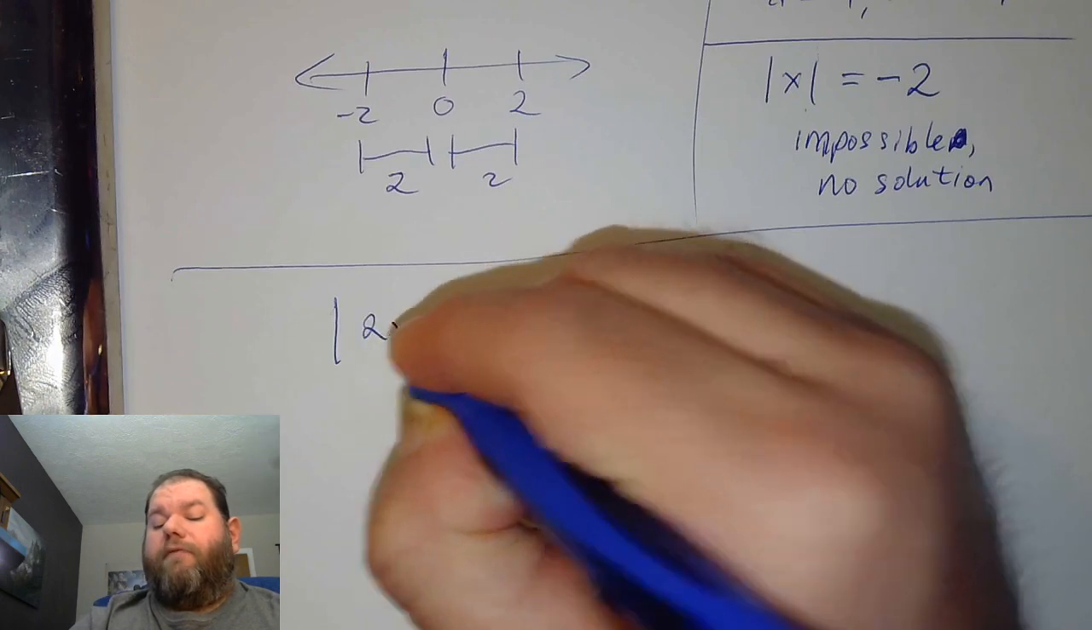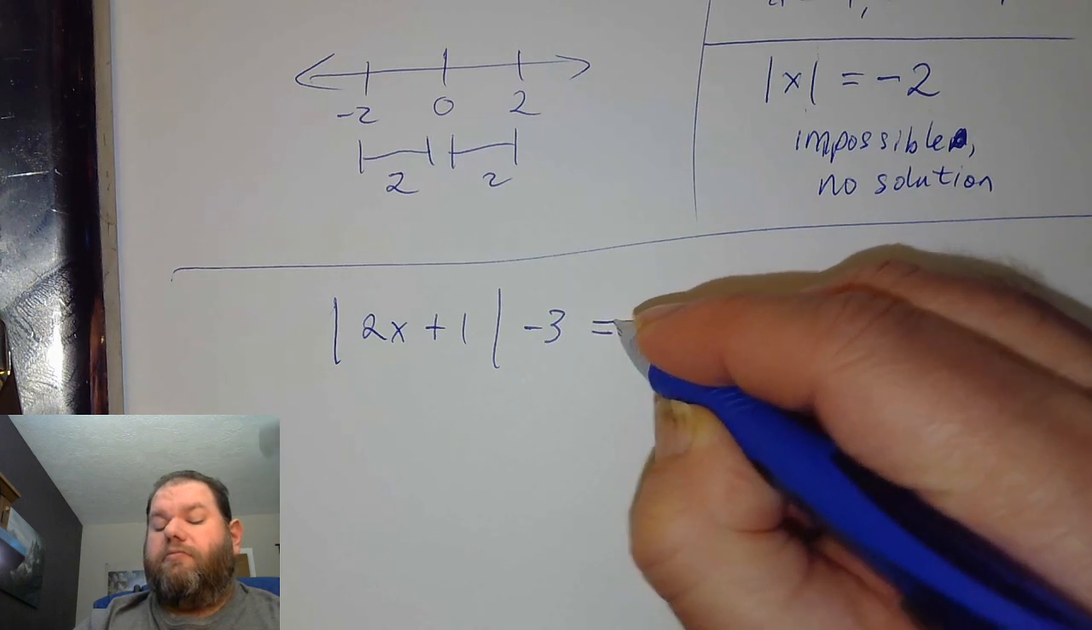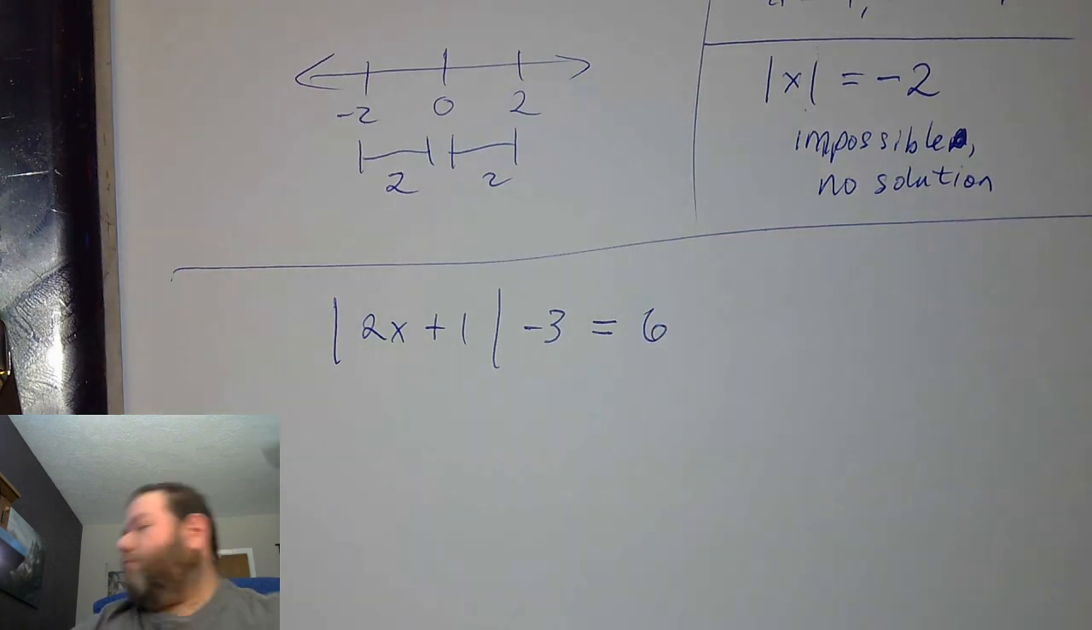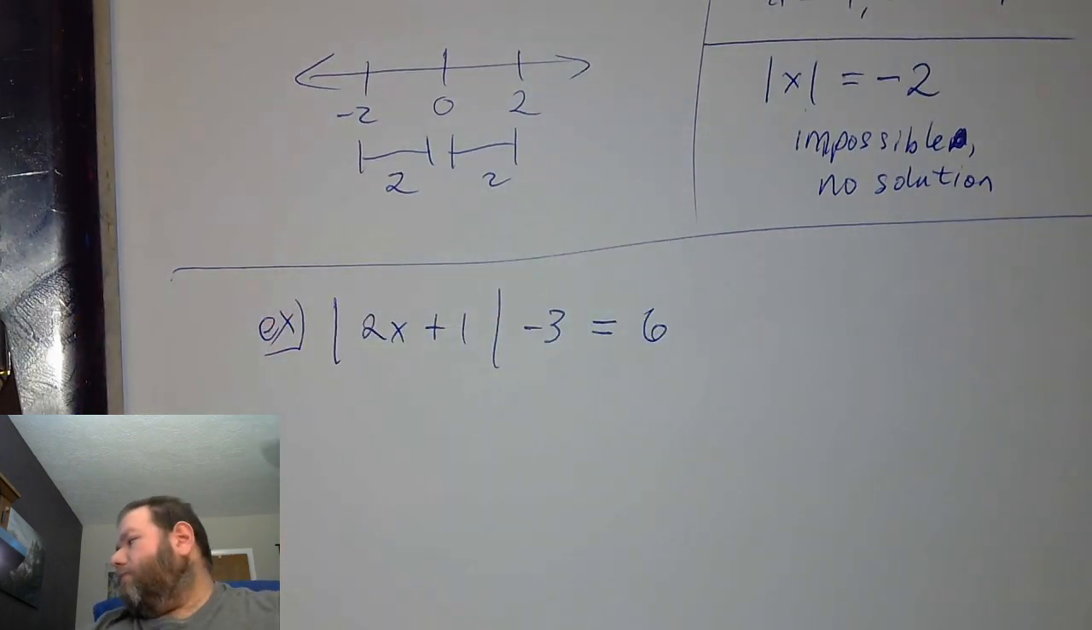So just to make it a little bit more involved, we have the absolute value of 2x plus 1. After that we have a minus 3, and then it's equal to 6. So there's multiple steps that need to happen here. In fact, there's at least 3. Probably a 4th one in there somewhere.